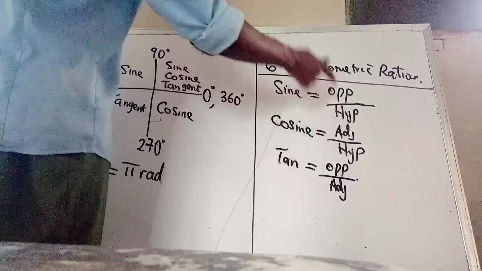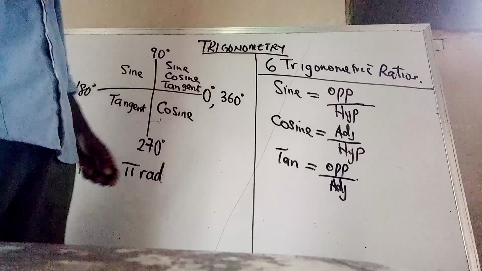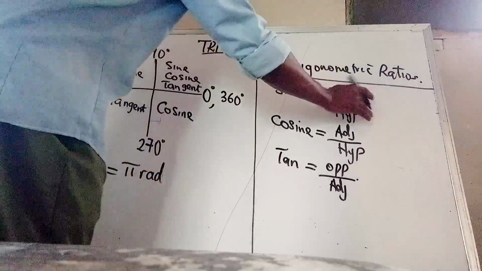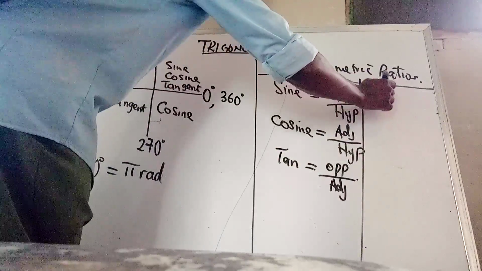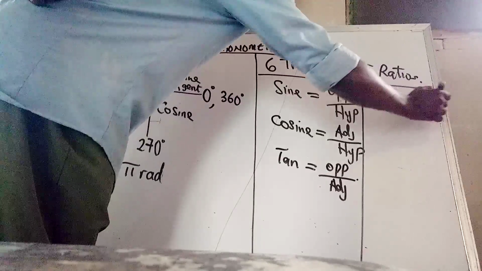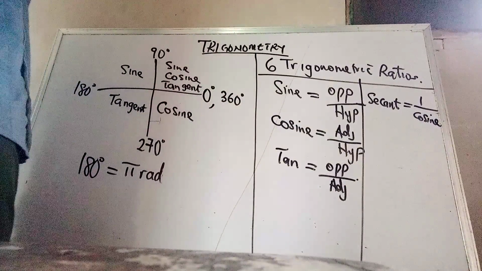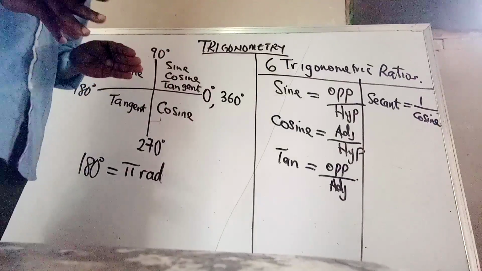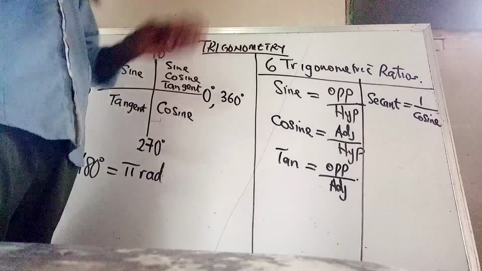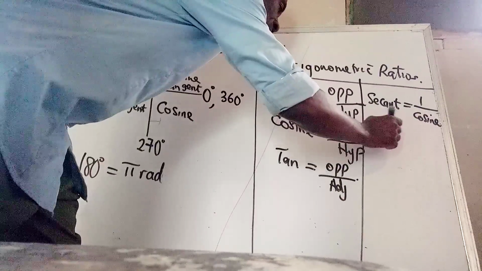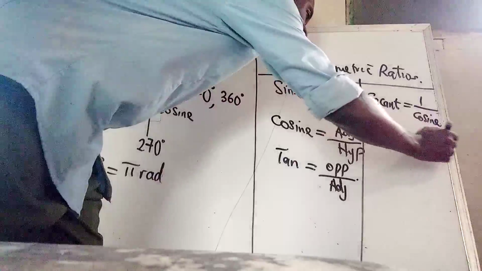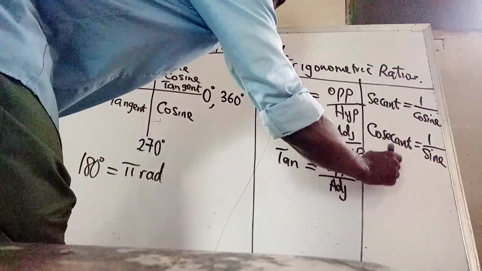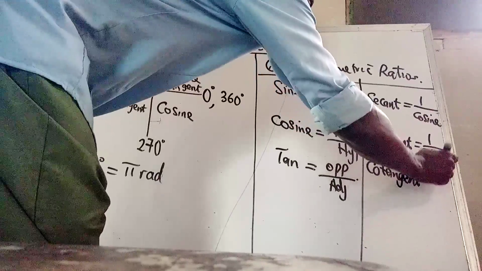The reciprocal of these three trigonometric ratios will give us the remaining three trigonometric ratios. And what are they? Secant, which is 1 over cosine. Please take note of that. Reciprocal of cosine is secant, not inverse. Inverse is different from reciprocal. Cosecant is a reciprocal of sine, that is 1 over sine. And cotangent is a reciprocal of tangent.